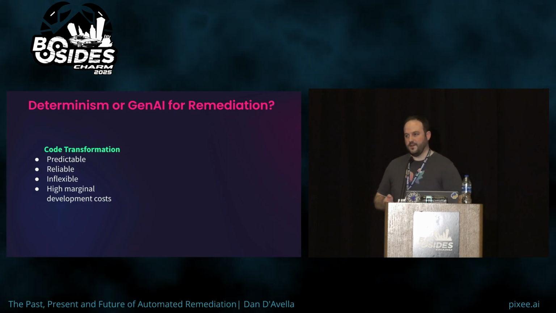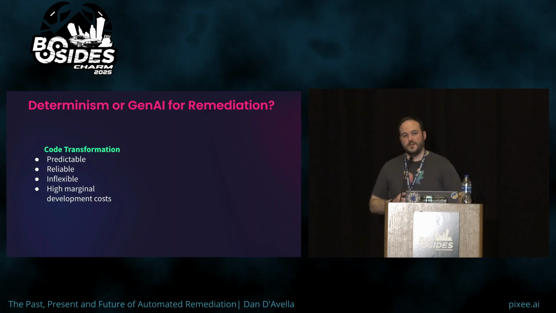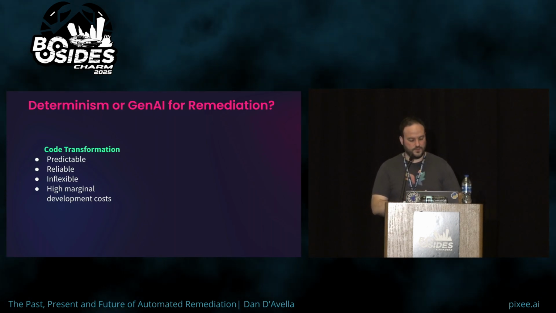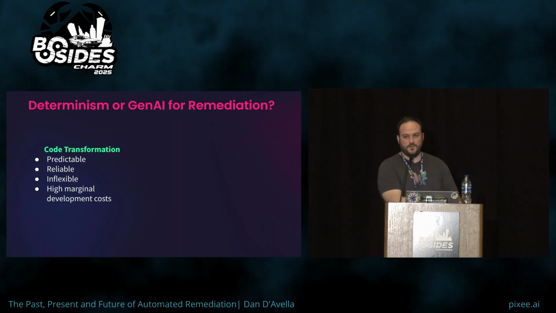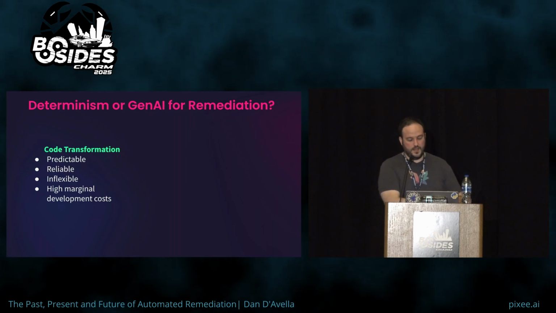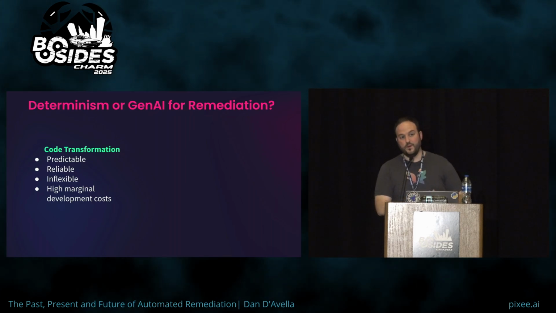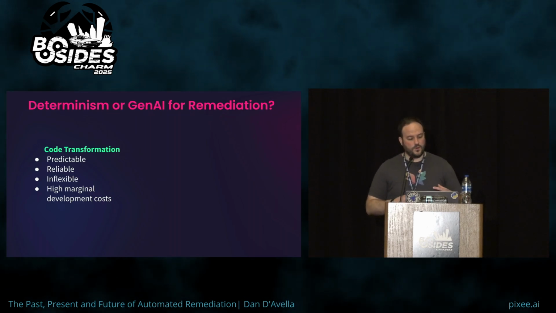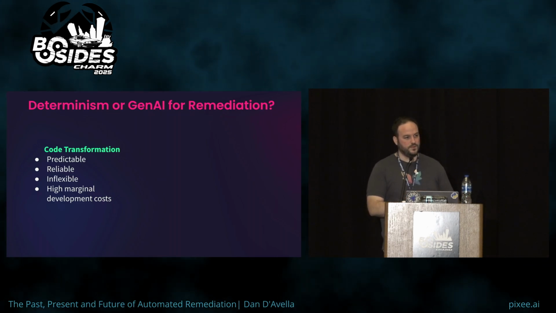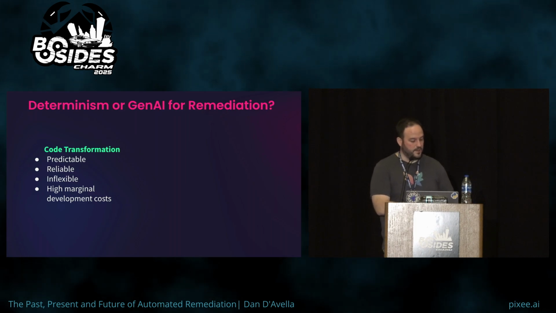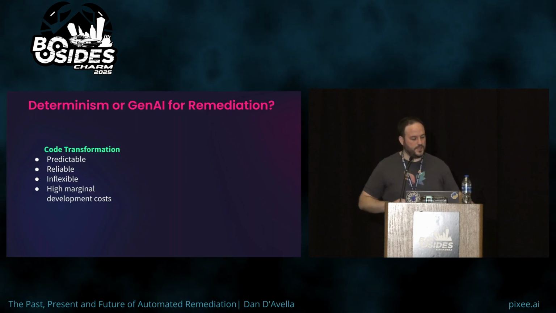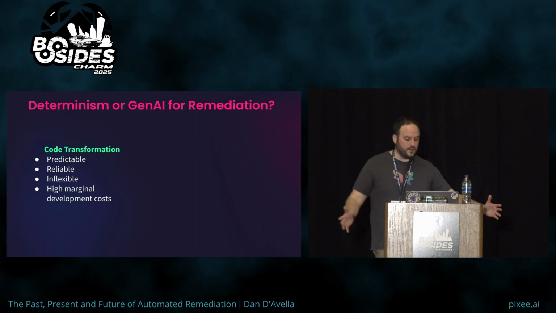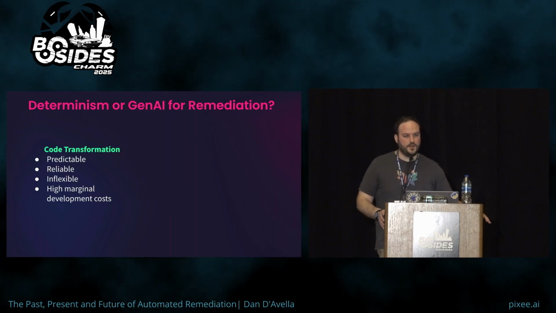The downside of that, though, is that it's highly inflexible. If somebody has not explicitly programmed your transformation for the code shape that it's about to encounter, it may not do anything to it at all. Or even worse, it may do the wrong thing to it. So it requires engineering to build the right solution, and it especially becomes difficult to support very broad use cases. The effect of that is that it has high marginal development costs.